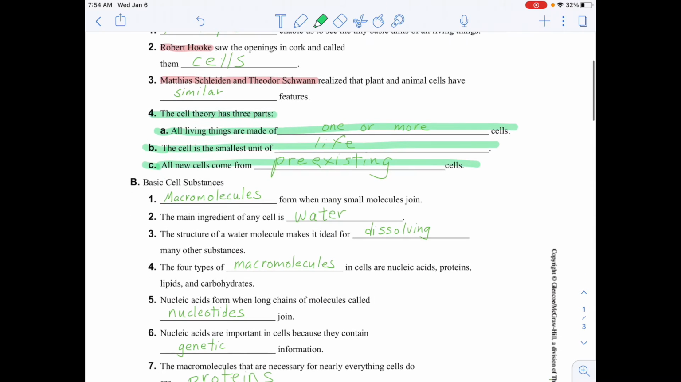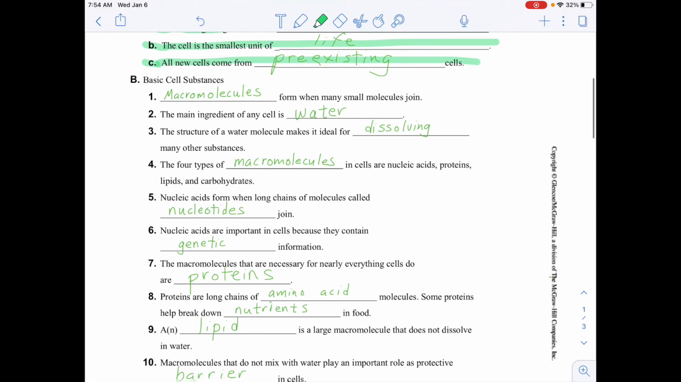Next, we're moving on to the basic cell substances. Macromolecules form when small molecules join. That's one of the vocabulary words for this lesson, so I would highlight that one. Number 2, the main ingredient of any cell is water. You may already know that living things do have a lot of water in them.